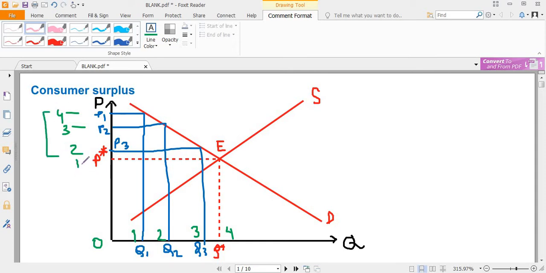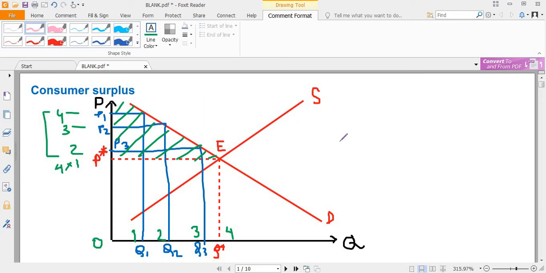He just has to pay 1 into 4 for the 4 commodities that he buys. But he does not have to pay rupees 4 for the first unit, rupees 3 for the second unit, and rupees 2 for the third unit. What he ends up doing is saving all this. This part he was willing to pay when he was demanding lower and lower quantities of commodities. But at the market equilibrium, he does not have to pay for all these.